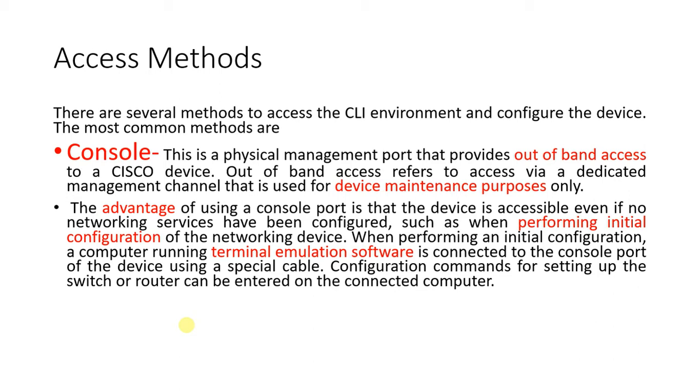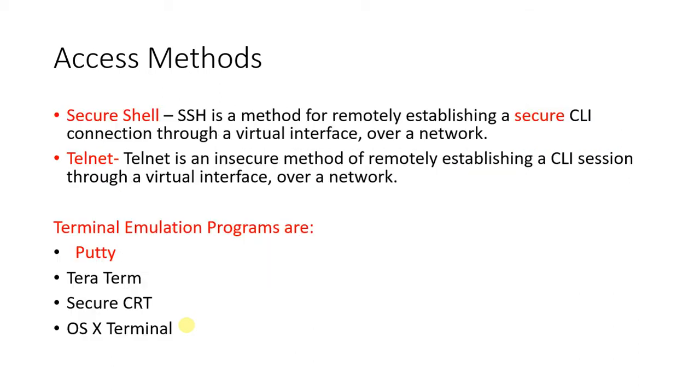So console is one of the access methods which we generally use for performing initial configuration. Initially your device is not connected to the internet and doesn't know anything, so you need a console cable to connect to your device so that you can configure an IP address and connect your device to the internet. For initial configuration, we need to use the console access method. Then we have Secure Shell.